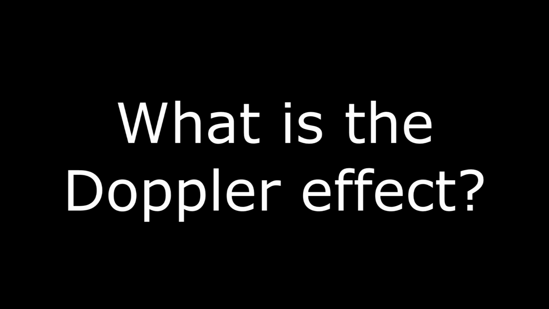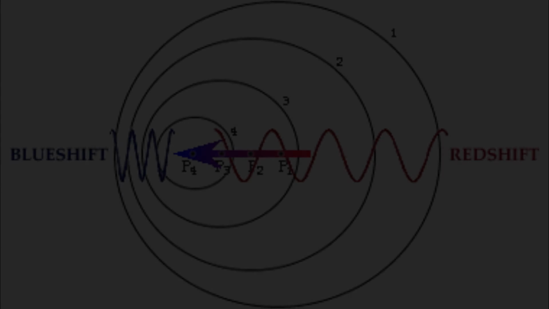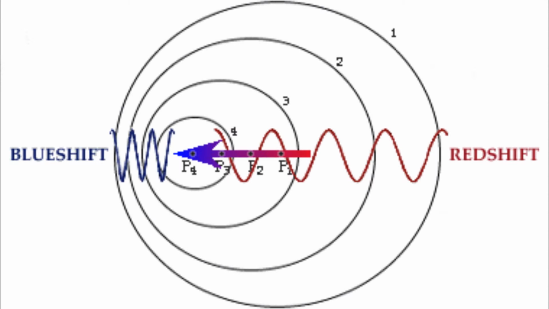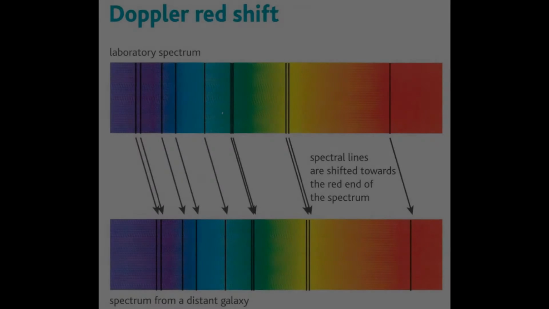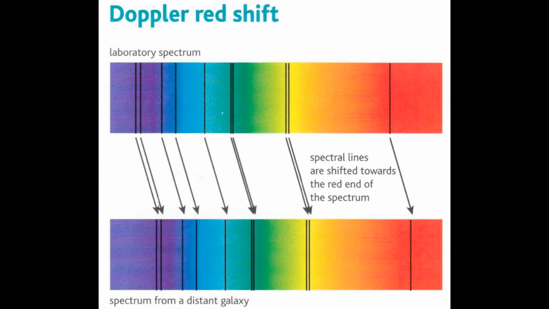What is the Doppler effect? It is the change in frequency of sound, light, or other waves as the source and the observer move towards or away from each other. If we observe stars, we can see that they are moving away from us, causing a red shift.